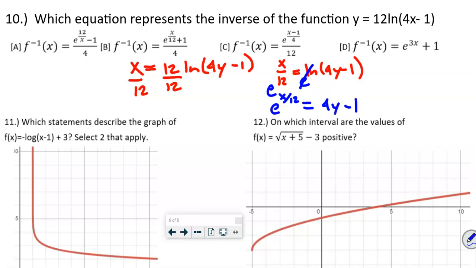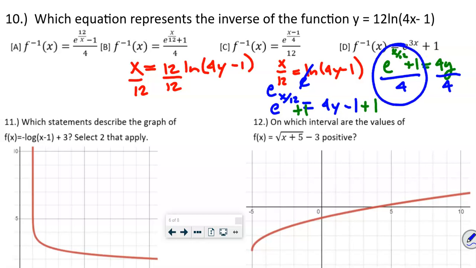So we're going to end up with e to the x over 12 equals 4y minus 1. So we're going to add 1 to both sides, okay? We're going to add 1 here and add 1 there. So we get e to the x over 12 plus 1 is equal to 4y. So our last step would be to divide by 4, right? So that right there is our inverse. So let's see if we can find that one. e to the x over 12 plus 1 over 4. Yeah, there's our answer right there, B.